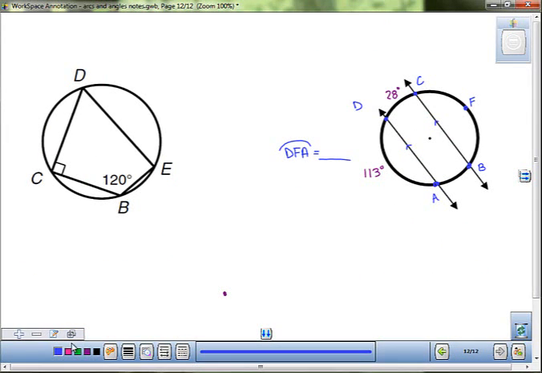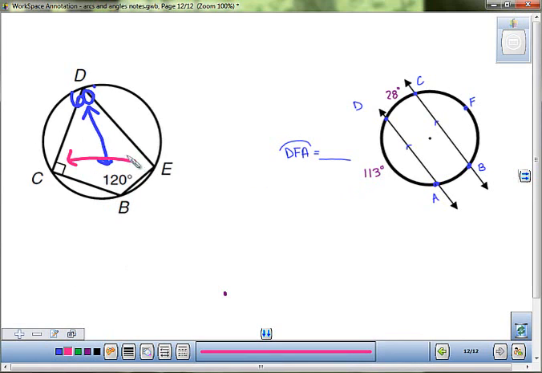This one is a cyclic quadrilateral. If you remember, we said they had opposite angles supplementary. So supplementary means they must add to 180. 180 minus the 120 leaves you with 60 for angle CDE. These angles must be supplementary. This box means 90. It's a right angle. 180 minus 90 is also 90. So this is also a right angle.